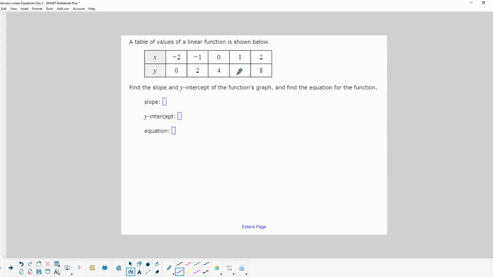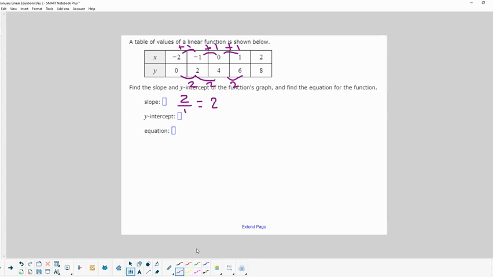Okay, now, given this table of values, they want us to first find the slope and the y-intercept and then write the equation. So to find the slope, we just look at the change in y values, which we notice happen to be +2 each time, and the change in x values, which happens to be +1 each time. So as x goes up by 1, y goes up by 2, so the change in y over the change in x is 2 over 1, which is just 2.